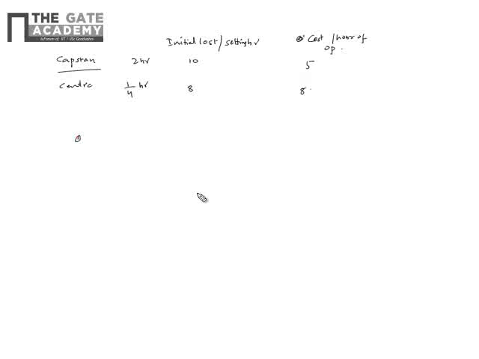In terms of cost, let's write down capstan and center. The initial cost per setting hour is 10 rupees for the capstan and 8 rupees for the center. Remember that the initial setting takes 2 hours for one and 1/4 hour for the other. The operating cost per hour of operation is 5 rupees and 8 rupees. Let's say you're producing Q quantity. By capstan, what is the total cost?